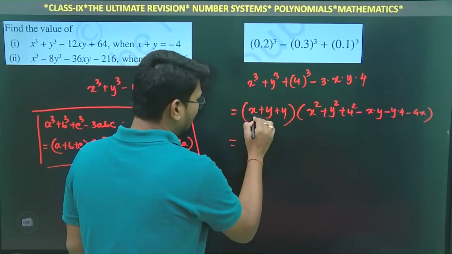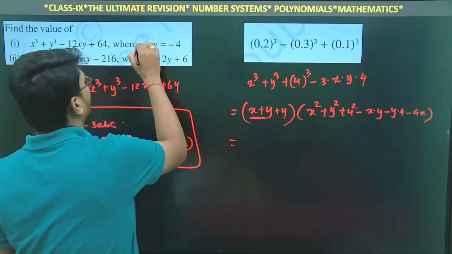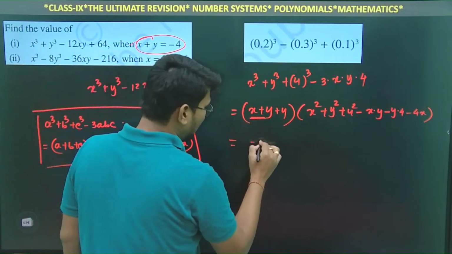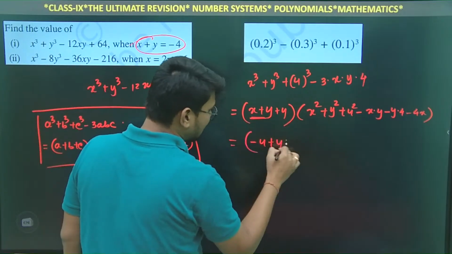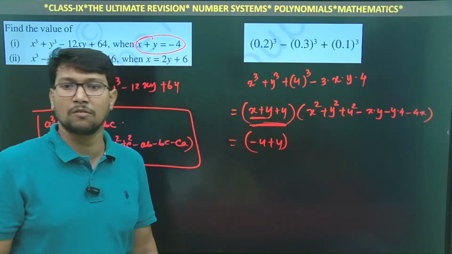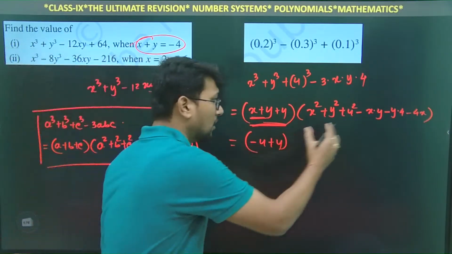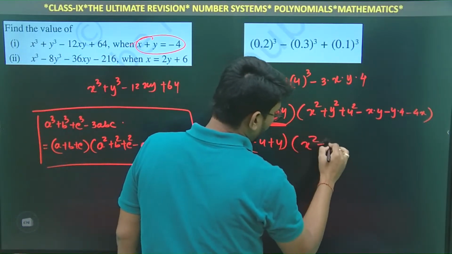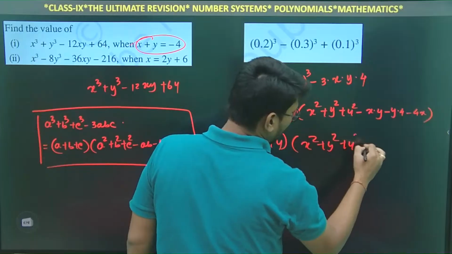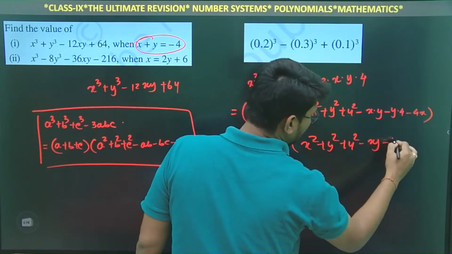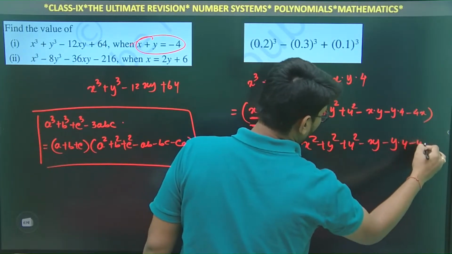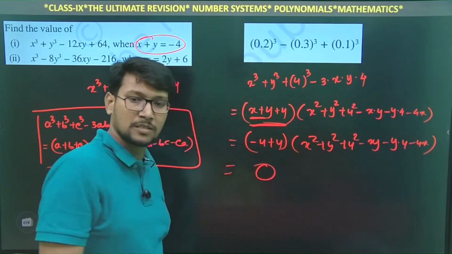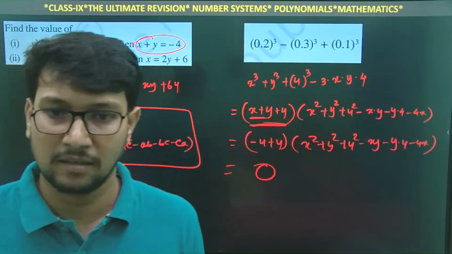Now the value of x plus y is given as minus 4. If I replace it, minus 4 plus 4 means this factor becomes 0. So 0 into the right side is the answer: minus 4 plus 4 is 0, and 0 into the other factor is 0. Is that clear?